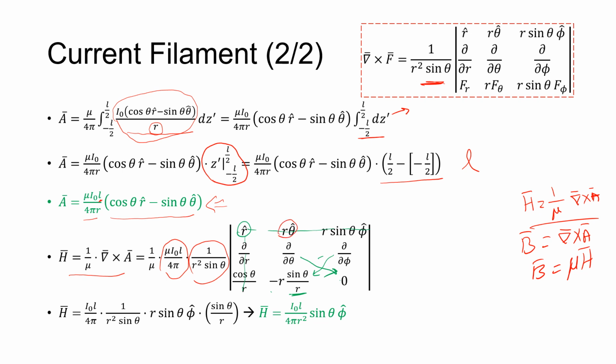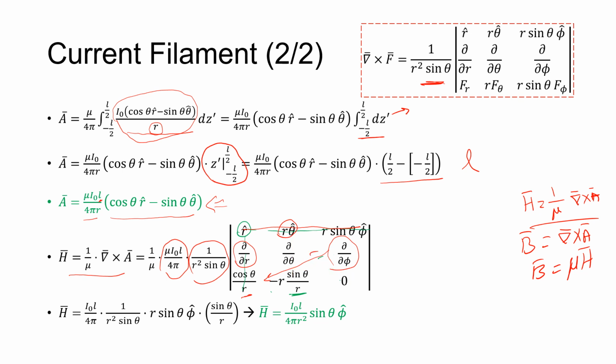We go to the second, we erase this row and column. Then we have here partial by partial r, and this is again 0, so this one will be 0. Then we have here partial by partial phi, but here again this function is not a function of phi, so this also will bring 0.